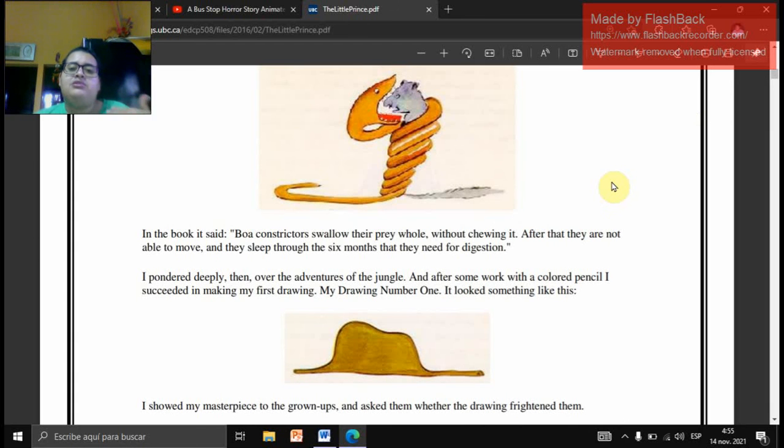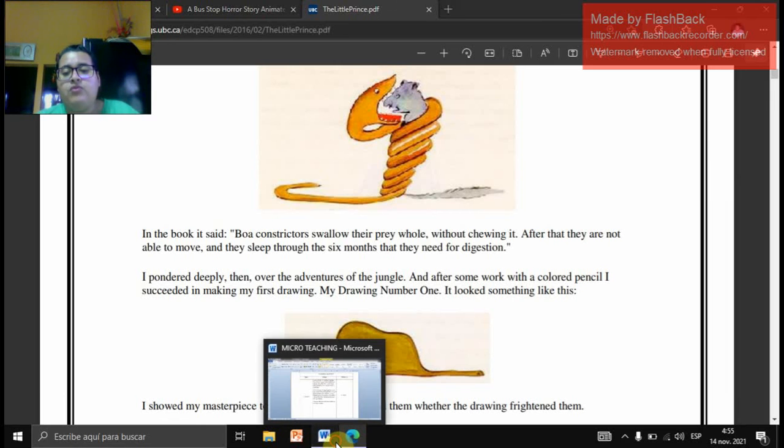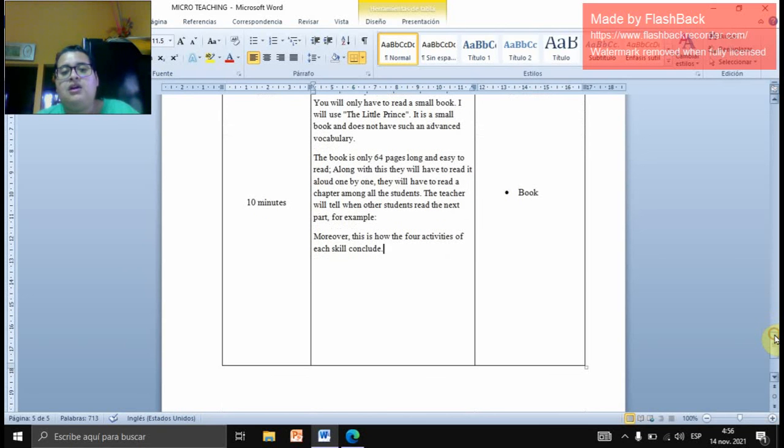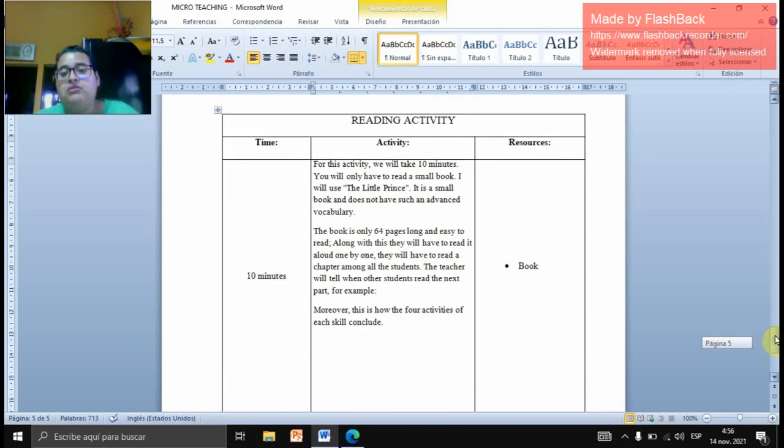Then the next student will say, in the book it said, boa constrictors swallow their prey whole without chewing it. After that, they are not able to move, and they sleep through the 6 months that they need for digestion. That's an example of what I am presenting in this class. Moreover, this is how the 4 activities of each skill conclude.